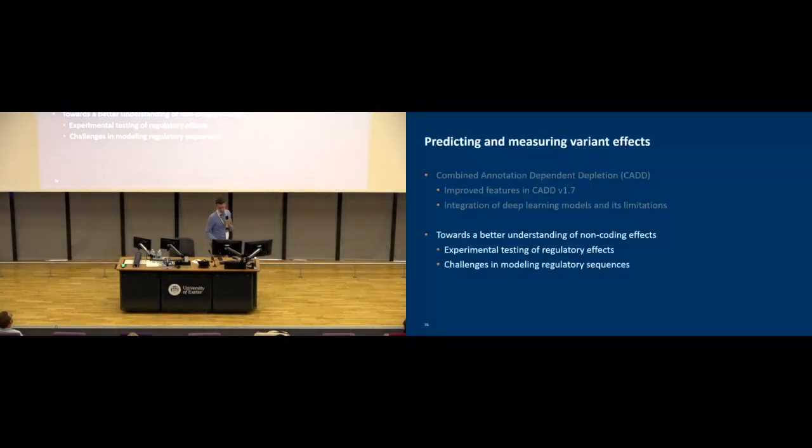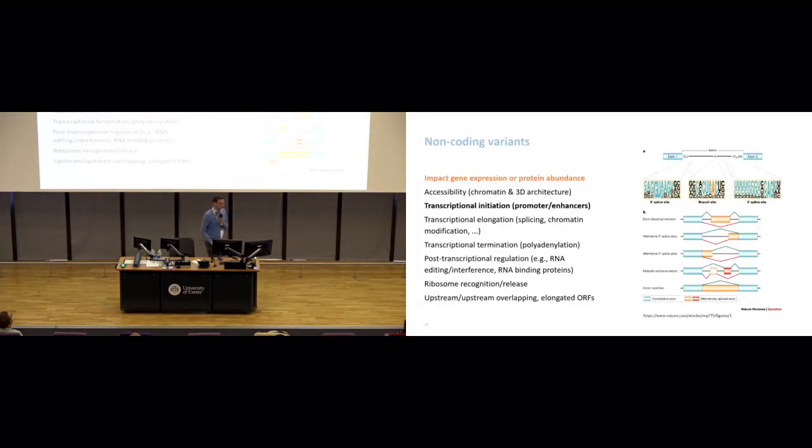So this is where I want to switch a bit into the experimental side and how we measure and model especially non-coding effects. And now, non-coding is such a horrible term because it just means the opposite of coding. And the opposite of coding is a lot of different molecular effects. And so I want to be a little more precise. Whenever I talk now about non-coding, I talk about transcription initiation, I talk about promoters and enhancers, but there's a whole list of other things that are non-coding.